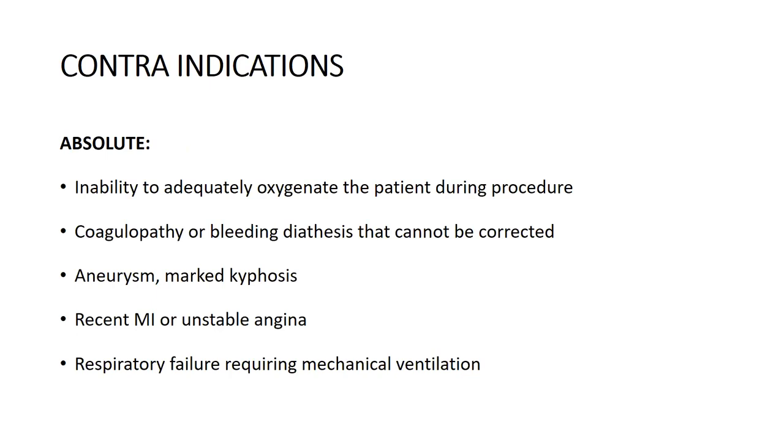The absolute contraindications for rigid bronchoscopy are inability to adequately oxygenate the patient during the procedure, coagulopathic disorders and bleeding diathesis which cannot be corrected, aneurysms, marked kyphosis, patients having recent MI or unstable angina, and patients having respiratory failure and requiring mechanical ventilation.